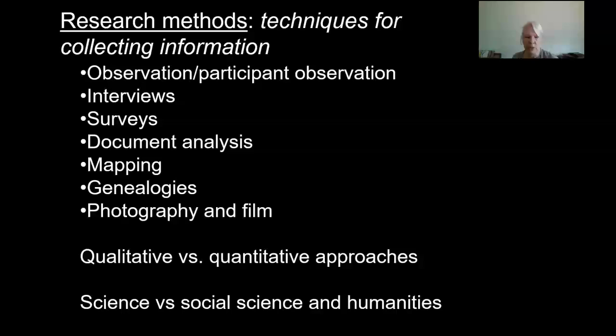Anthropologists are often really interested in the history of the place that they are doing their field research. So document analysis is often something that we engage in as well. For example, visiting historical archives and looking at what was going on in that place in the past. Mapping is another technique.